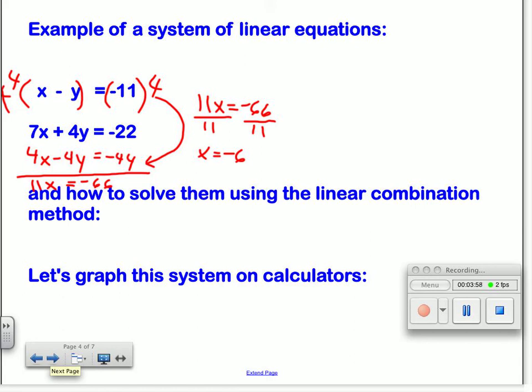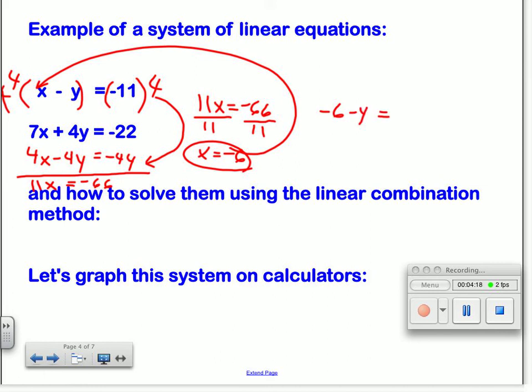So now that I know that x is minus 6, I can plug it into either this original blue equation or this one. Doesn't matter which one. Looks like maybe that original equation would be a little bit easier. So let's just plug x equals minus 6 into here. That's going to leave me with minus 6 minus y equals minus 11.